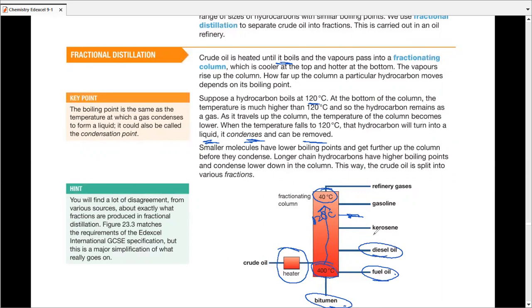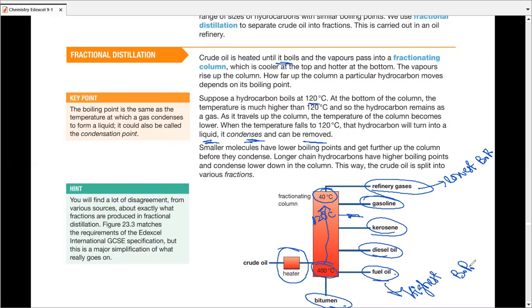here, diesel over here, kerosene over here, which means they have lower boiling points as we go higher, gasoline, which we also call petrol, over here, and refinery gases over here, which gives us the idea that these have the lowest boiling point, of course, and these have the highest boiling point. So the fractionating column is actually separating all the fractions, or the hydrocarbons, on the basis of their boiling point.